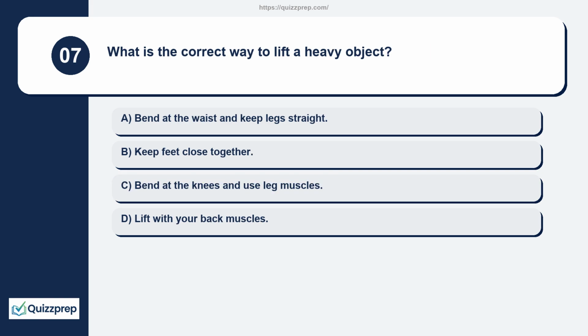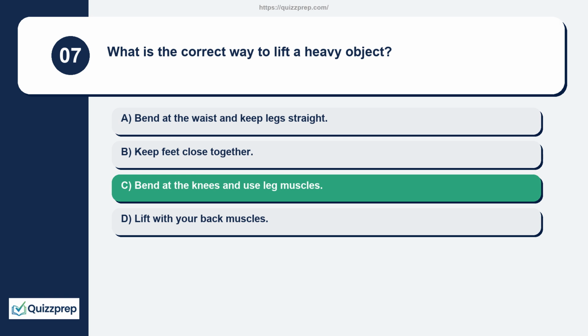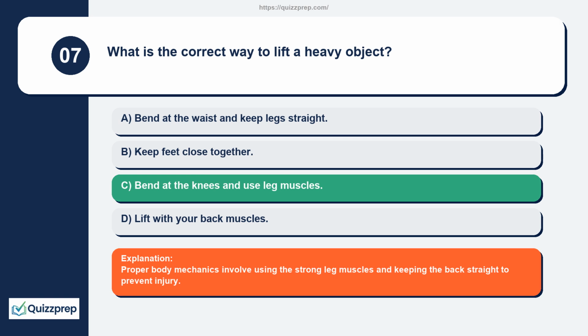Question 7. What is the correct way to lift a heavy object? Bend at the waist and keep legs straight, keep feet close together, bend at the knees and use leg muscles, lift with your back muscles. Proper body mechanics involve using the strong leg muscles and keeping the back straight to prevent injury.